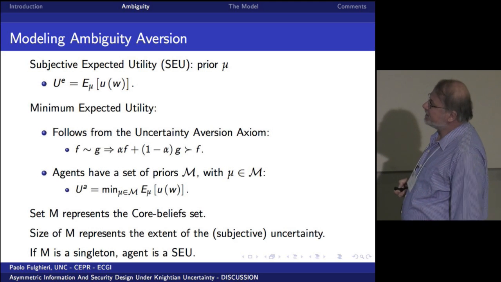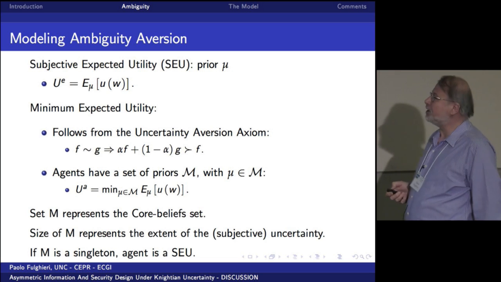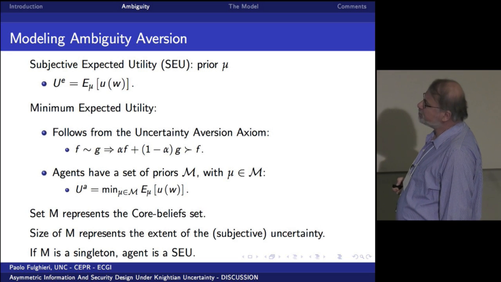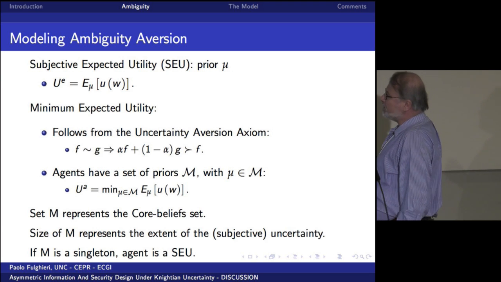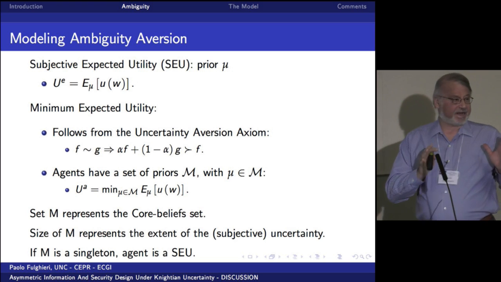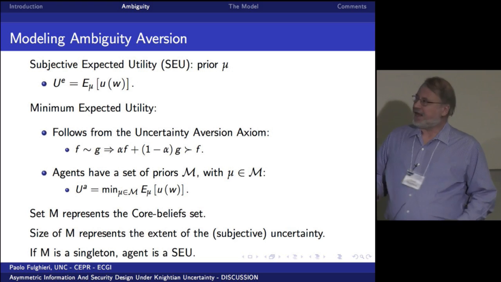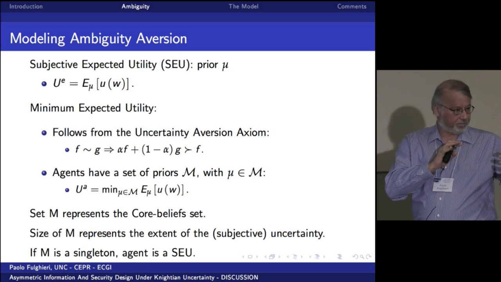The utility that receives the index is the minimum of the expected utility after each prior is used. So basically, I take each prior in the set, and I pick the prior that minimizes my expected utility. Okay, so what is important here? The set M represents the set of beliefs and is a representation of the preferences of the decision maker.